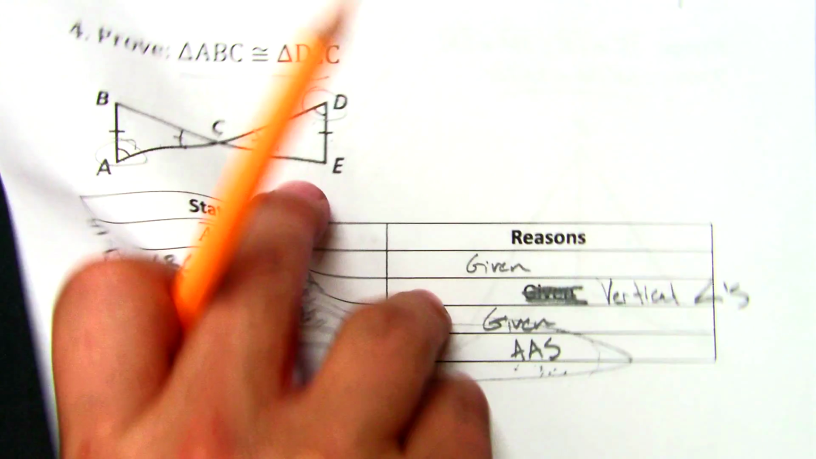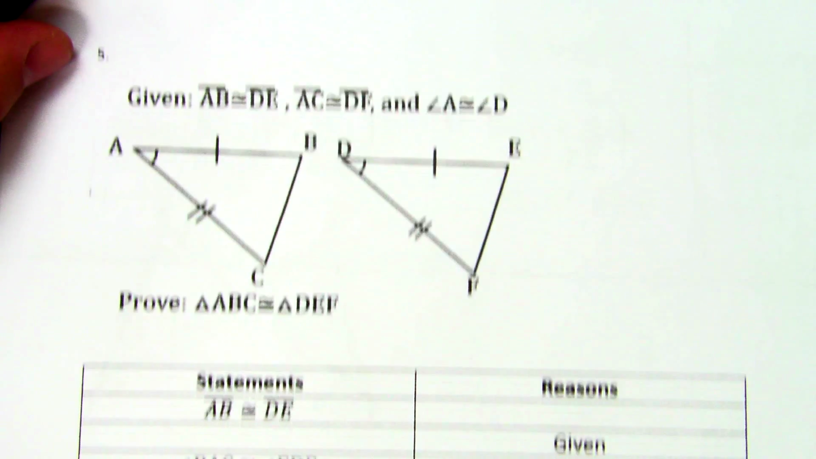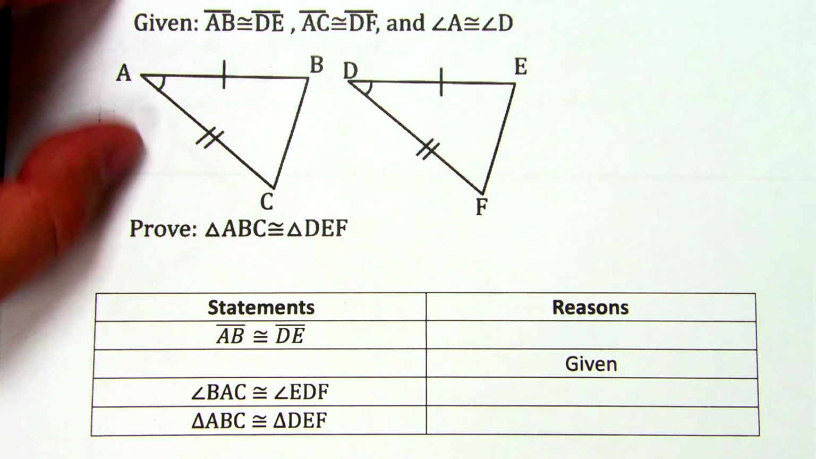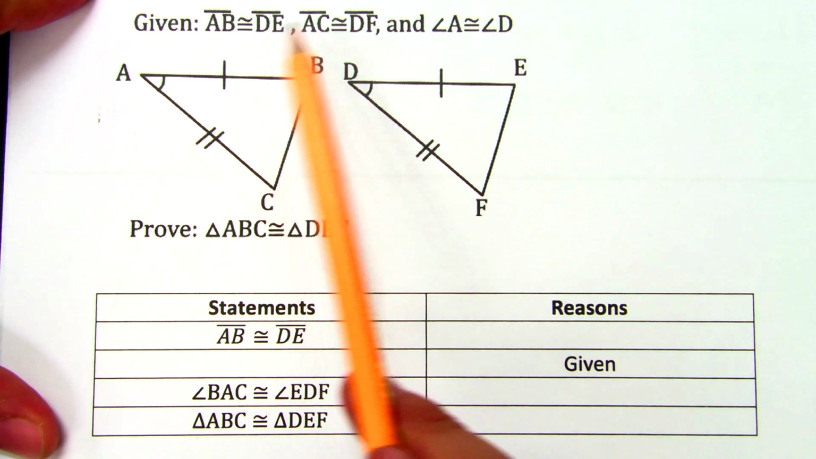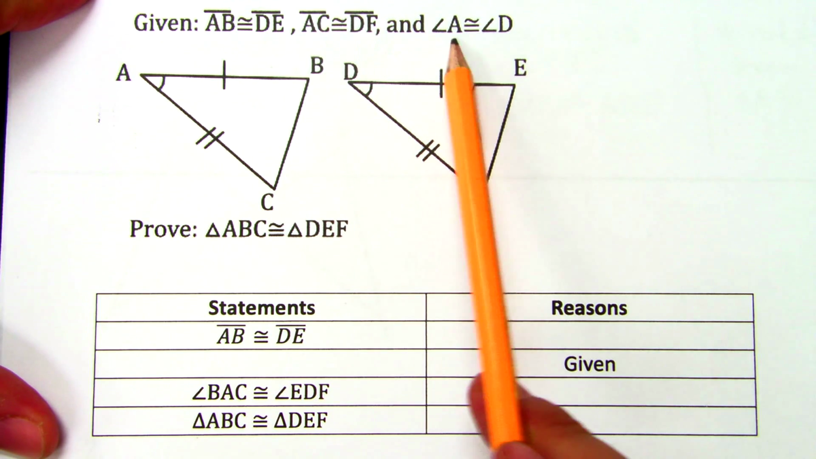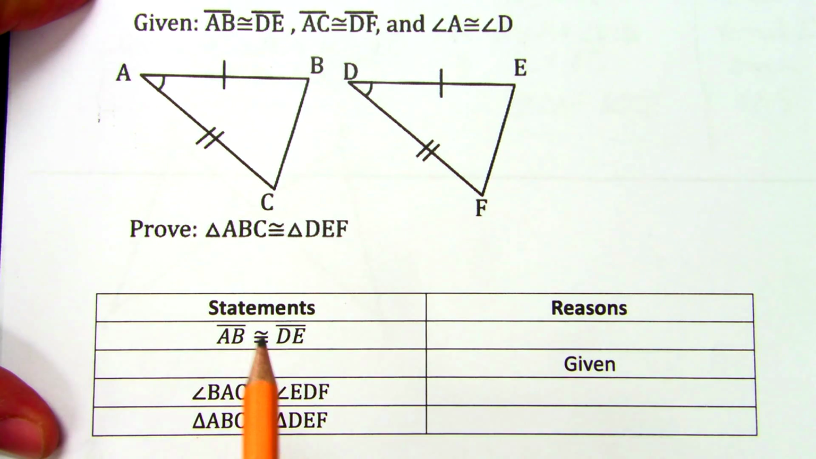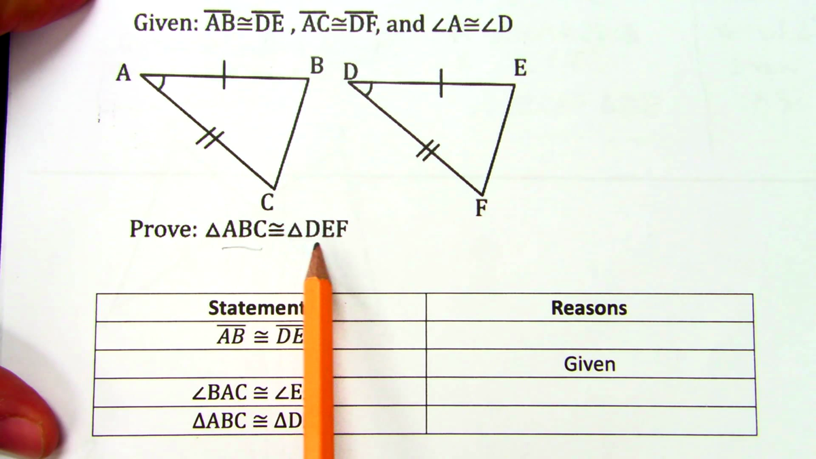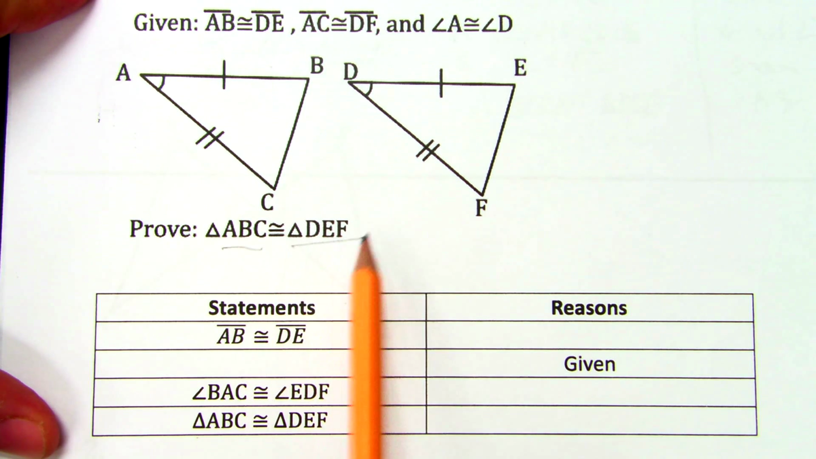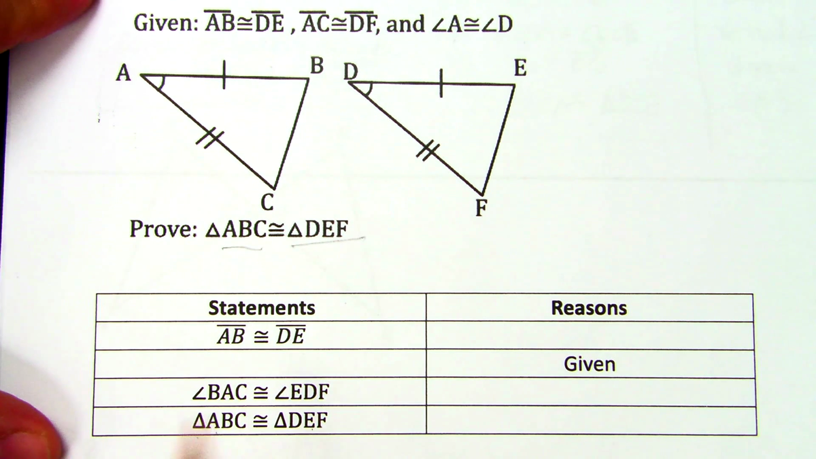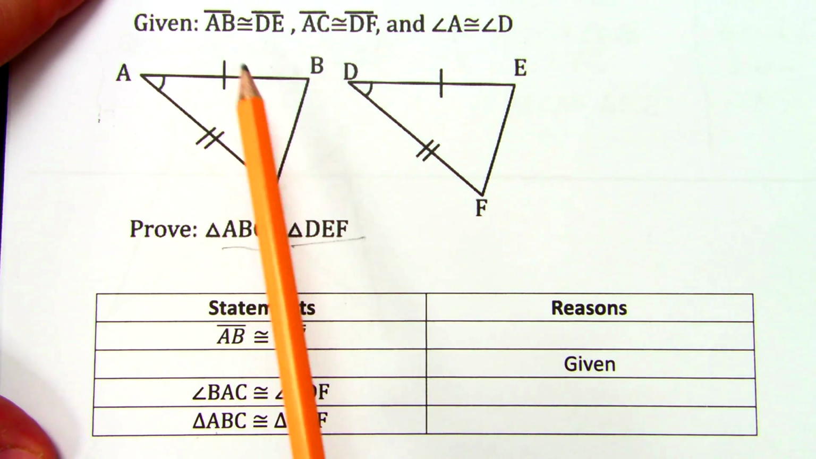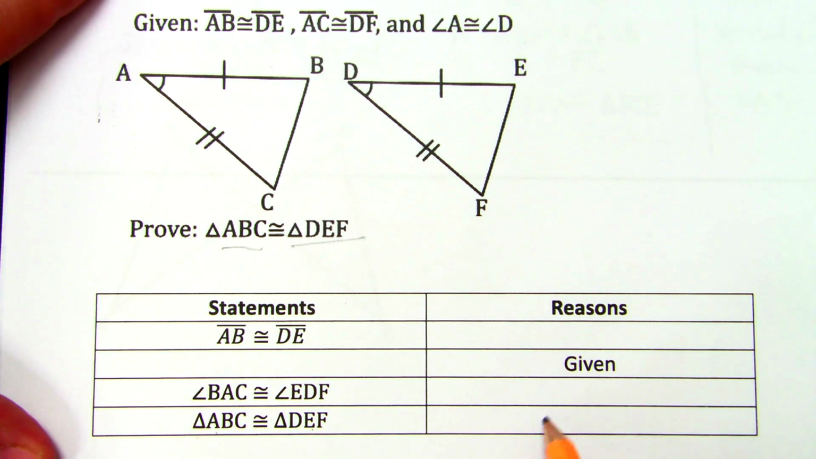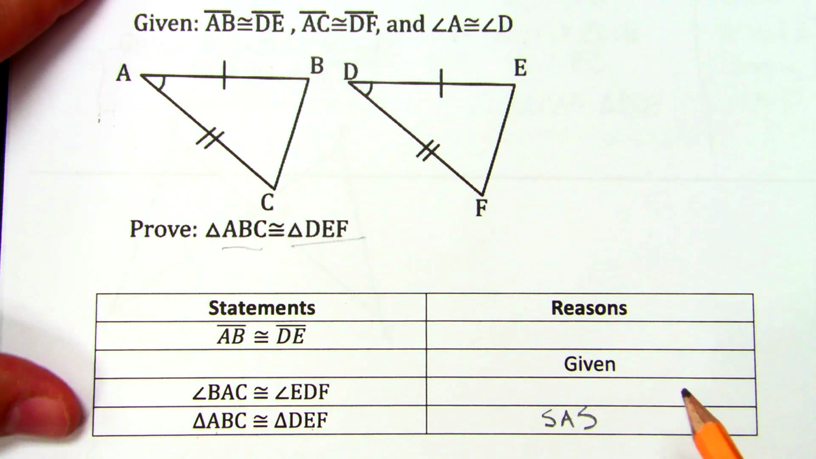Right? Let's try number 5 here. Okay. All right. So, given all this, AB is congruent to DE, AC is congruent to DF, angle A, angle D are congruent. I'm trying to prove that triangle ABC is congruent to triangle DEF. So what theorem am I going to use? It should be pretty obvious. Side, angle, side. Angle's in between the two sides, so that's side, angle, side.